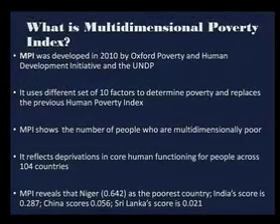Tell us about the multidimensional poverty index. What is that? This was developed in 2010 by the Oxford Poverty and Human Development Initiative of the UNDP development program. It uses 10 factors to determine poverty and replaced the previous Human Development Index. It has taken into consideration 10 factors.